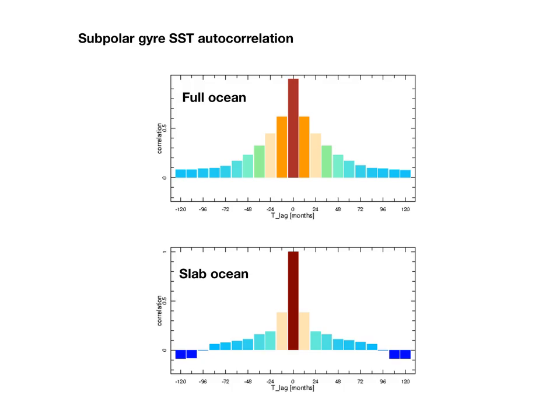First of all, let's look at the autocorrelation of the subpolar sea surface temperatures in the fully coupled ocean and in the slab ocean. Clearly from this, you can see immediately that the time scales are different and that the fully coupled ocean has much more persistence.